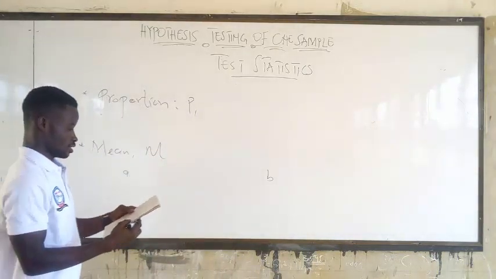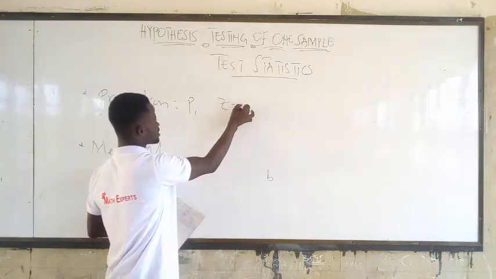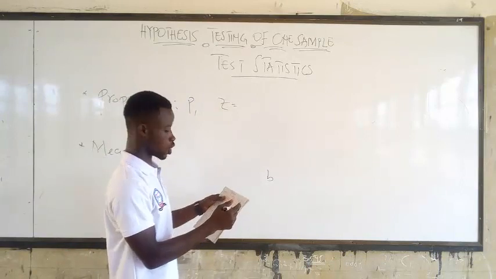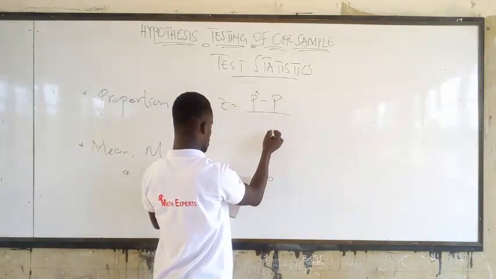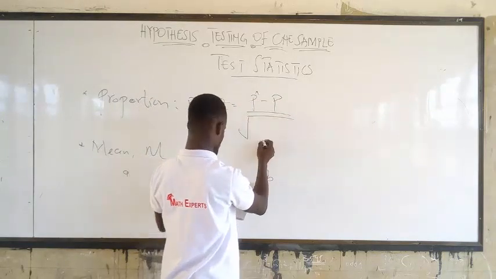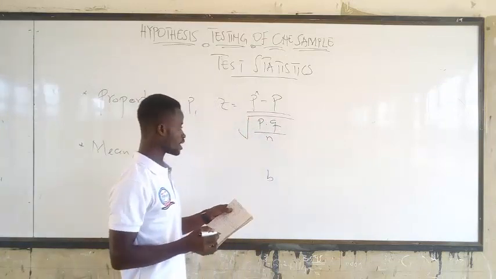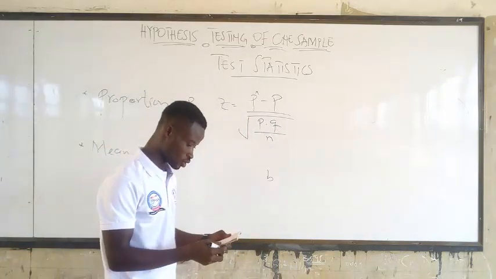Good. So now, the one for the proportion, we are going to have our Z test or our Z score formula to be P hat minus P, all this over square root of P times Q, all over N. And please, the square root is affecting the N here.